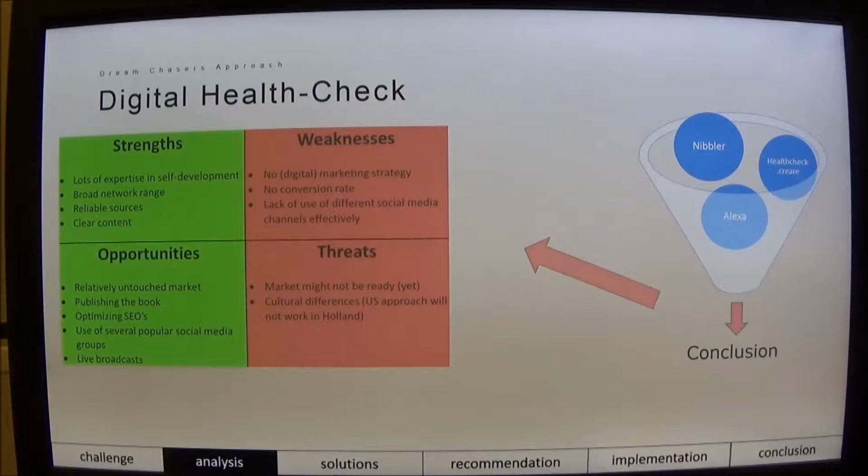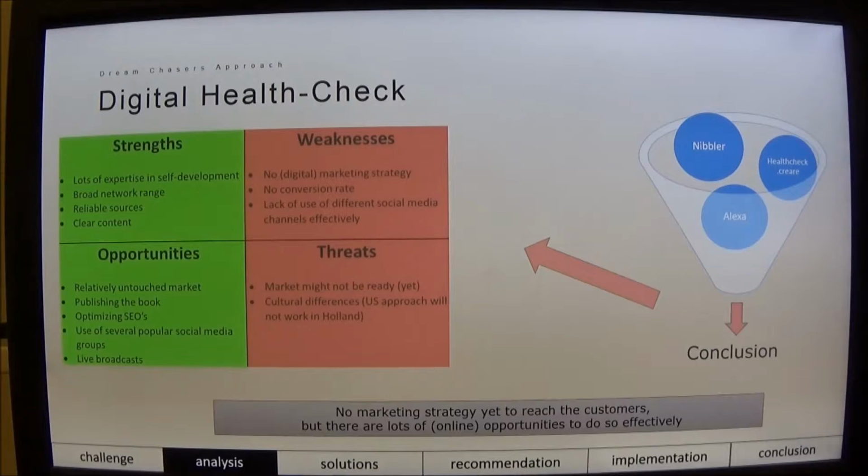And an opportunity is that it's quite an untouched market, so it's not really a mature market, so there's a lot of potential in it. However, in the Netherlands, with quite a lot of skeptical people, it's not ensured that it will launch off here. The basic conclusion of this health check is that they don't have a marketing strategy yet to reach the customers. However, due to the market, there are a lot of online opportunities to do so effectively, and I will come back to this later on in my presentation.